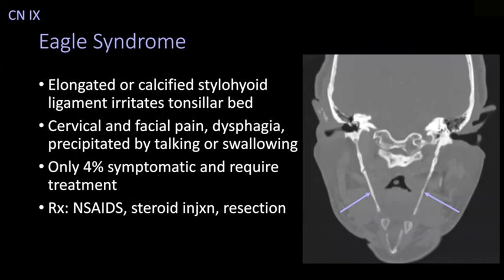Eagle syndrome is elongation or calcification of the stylohyoid ligament, and it can cause otalgia through irritation of the tonsillar fossa. Patients may also have cervical and facial pain and dysphagia precipitated by talking or swallowing. Now, only a small percentage of these calcified ligaments are actually symptomatic, and treatment includes NSAIDs, steroid injection, and resection of the calcified ligament.